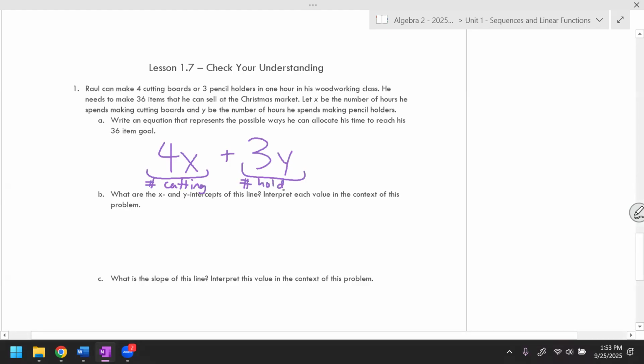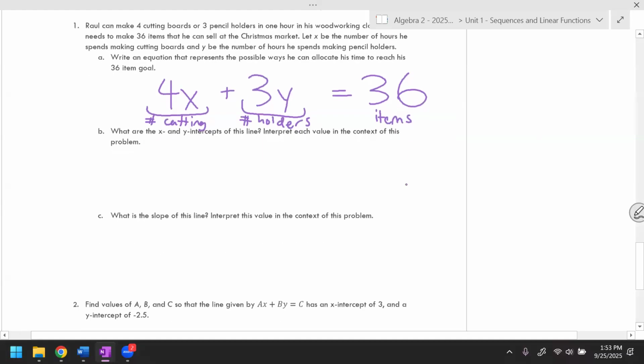And if I add those together, what am I getting? 36. 36 what? Items. This is just the number of items he's making. He can only make 2 things. He's not a particularly good woodworker, right? But we know that has to equal 36 items. Okay. Exactly. Nice. Okay. Who did I ask about B?